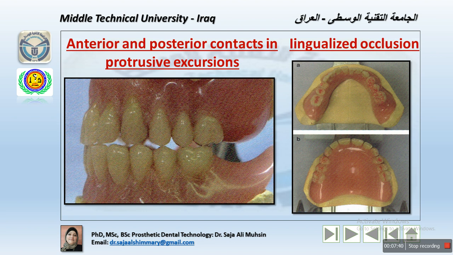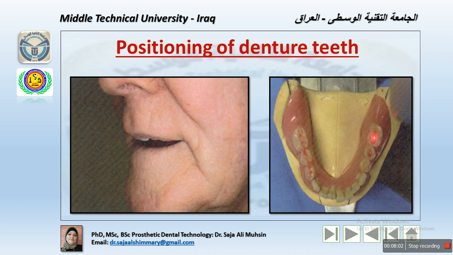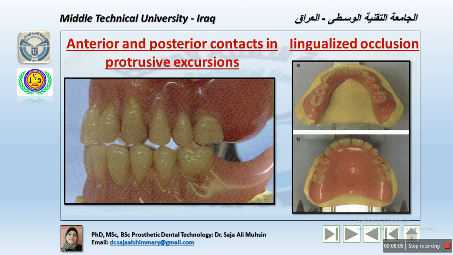Now, all of the contacts in excursion are produced to harmonize with the mandibular movement, which itself is determined by the movement of the condylar head as it travels down the articular eminence. What is the difference from the lingualized occlusion in the image on the right side? We notice that there are different points marked by a red pencil. Okay, now we will discuss what the lingualized occlusion is.